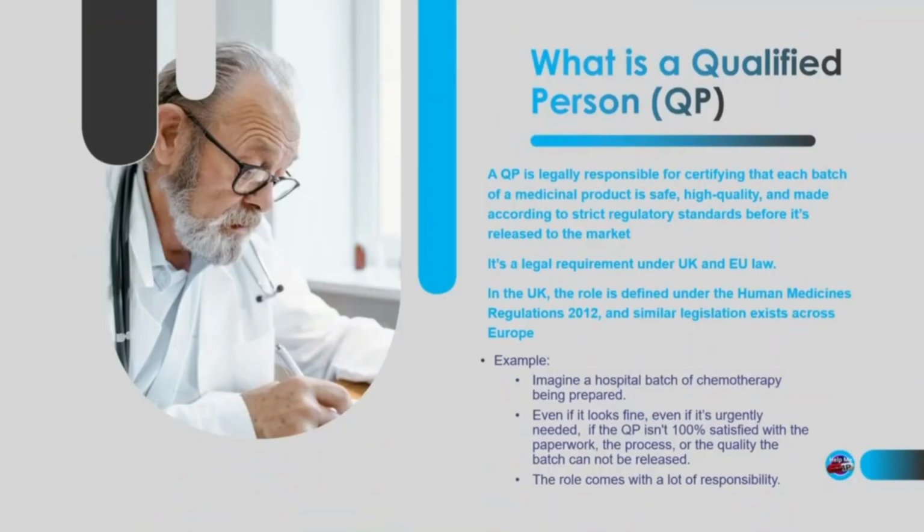Okay, so first things first. What is a QP? A qualified person is legally responsible for certifying that each batch of a medicinal product is safe, high quality, and made according to strict regulatory standards before it's released to the market. In simple terms, if the QP doesn't sign it off, the product doesn't move. It's as simple as that. And this is not just a company policy, it's a legal requirement under UK and EU law. In the UK, the role is defined under the Human Medicines Regulations 2012, and there is equivalent legislation across Europe originating from what's commonly known as the Human Medicines Directive.